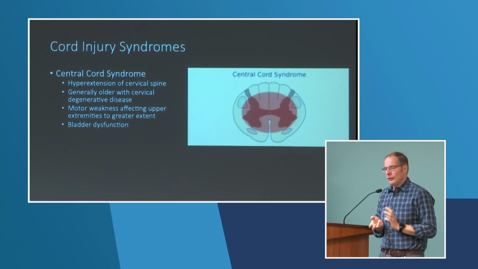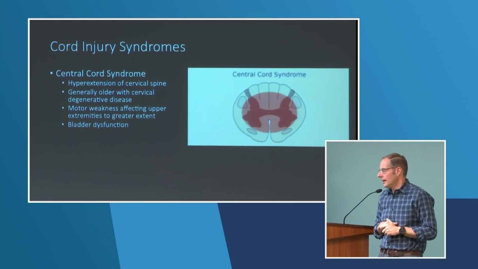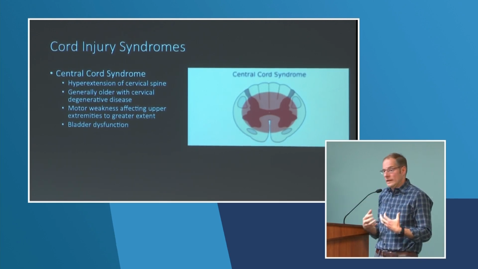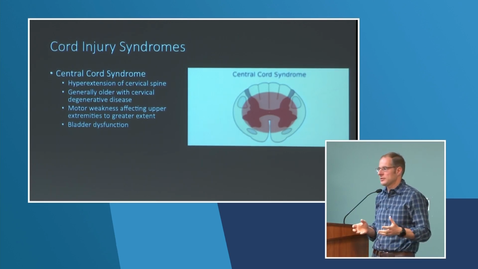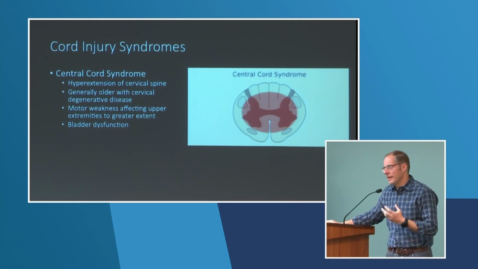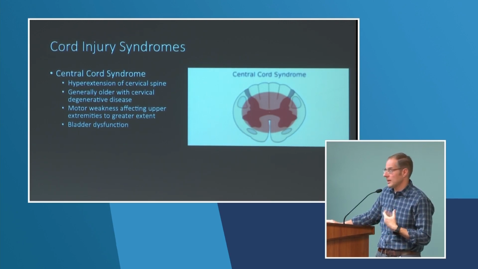Then you can also get a central cord syndrome. This is something that we see much more commonly related to hyperextension of the cervical spine, typically in older people with degenerative disease. And because it's in the cervical spine and it's around those central motor tracts, you typically get weakness, and it typically affects the upper extremities more than the lower extremities. You can also get bladder dysfunction with that because it disrupts some of the tracts that innervate the bladder. But that's why that detailed description of exactly what the patient is feeling and what you're finding on your initial exam is really important.